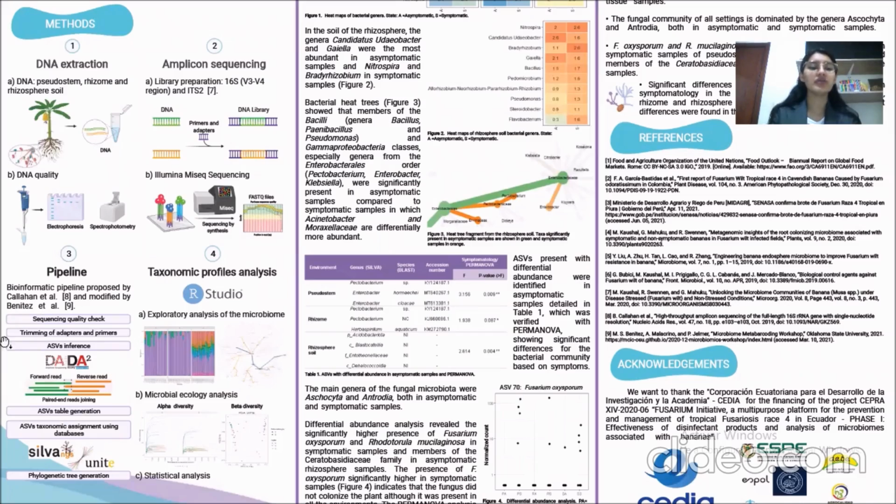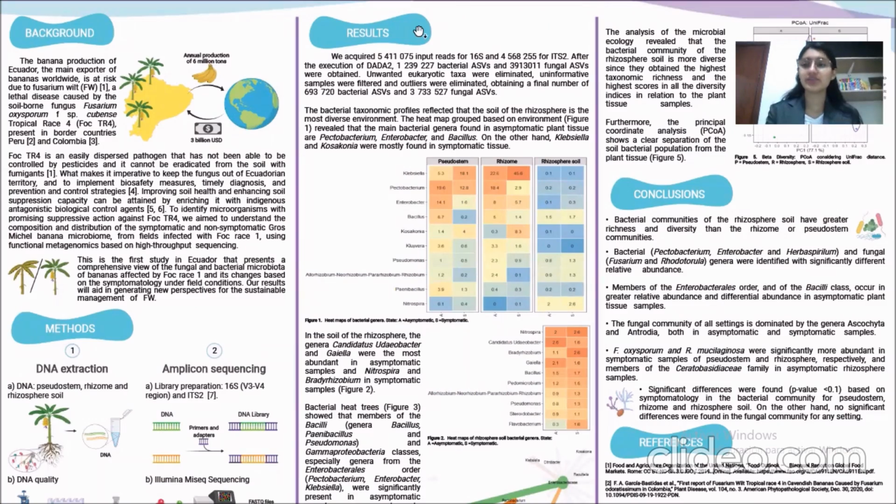Next, we ran a complete bioinformatic pipeline containing the points described. Following, we performed an exploratory analysis of the microbiome, a microbial ecology analysis, and also a statistical analysis. As a result, we acquired 5 million input reads for 16S and 4 million for ITS2. Unwanted eukaryotic taxa were eliminated, uninformative samples were filtered, and outliers were also eliminated, obtaining a final number of 600,000 bacterial ASVs and 3 million fungal ASVs.